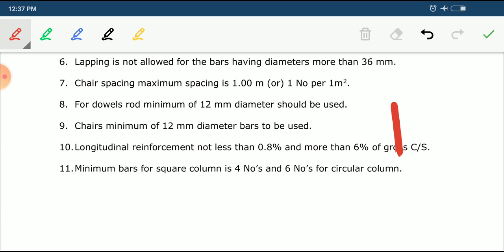Chairs minimum of 12 mm diameter bars should be used. For dowel also 12, for chairs also 12 mm. Longitudinal reinforcement, just now is discussed. Minimum number of bars in case of rectangular column.